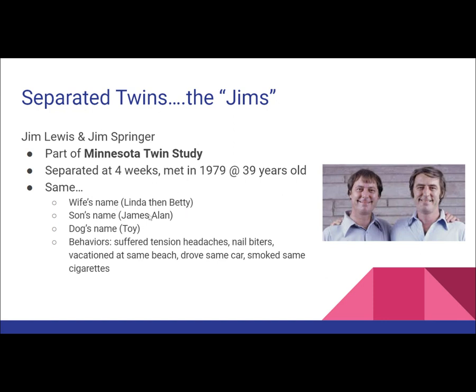They had named their son the same thing, James Allen Lewis and James Allen Springer. They both had a dog named Toy. And they also behaviorally had tension headaches. They were both nail biters. They both vacationed at the same beach. They drove the exact same car, right? And they smoked the same brand of cigarettes. So all kinds of crazy similarities.